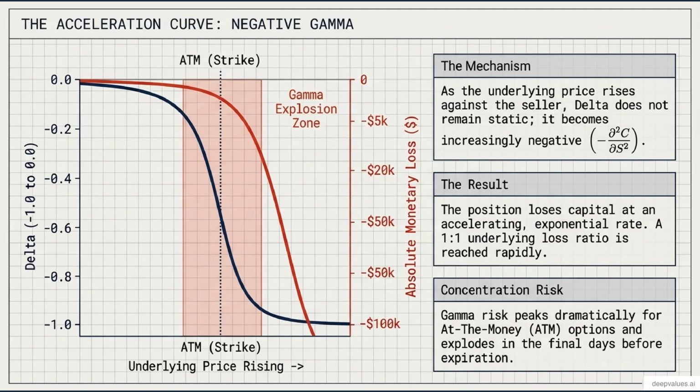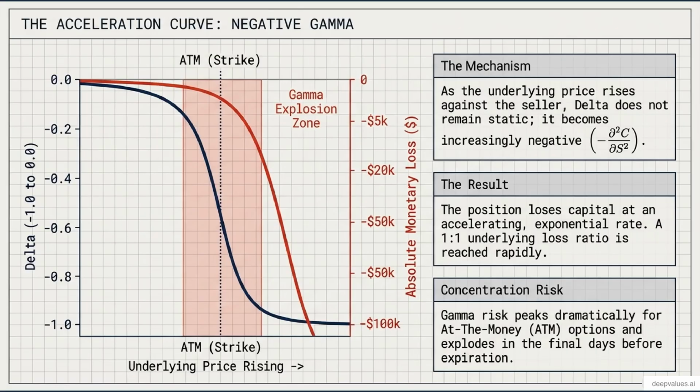What is delta? Okay, let's take a step back. Delta simply measures how much the option's price will change for every $1 move in the underlying stock. If a stock goes up $1, delta tells you how much your option premium increases. Think of delta as the speed of your car. Got it. Delta is the speed.